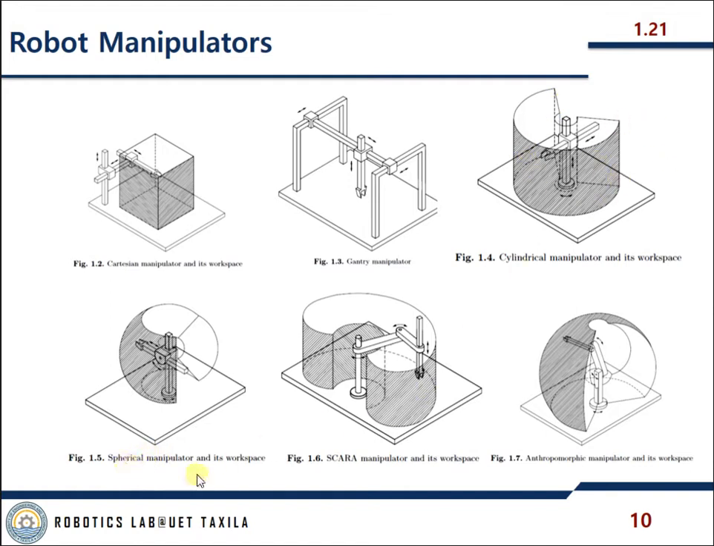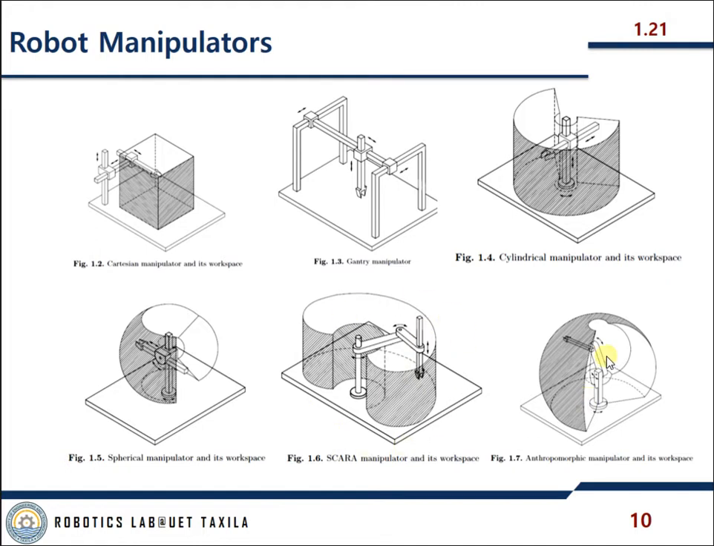Then we have the spherical manipulator and its workspace. Again, based on the structure, it generates its workspace, basically spherical. This one can move, this one can rotate, this joint can rotate, this joint can move in to-and-fro motion, and this can also move in to-and-fro motion. So overall it makes a spherical shape. Then we have the SCARA manipulator and its workspace. Again, this joint can rotate, this joint can rotate, and this joint can move up and down. So that would be the workspace.